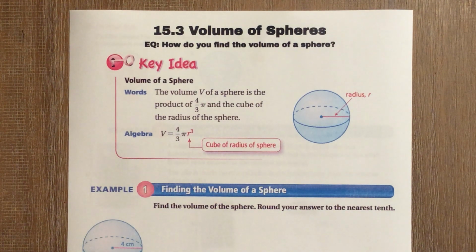Hey everyone, I'm going to talk about section 3 from chapter 15, volume of spheres. Hopefully you watched that YouTube video on how they derived this formula and it made a little bit of sense. I know it's a pretty complicated one to figure out, but the formula is volume equals 4/3 pi r cubed.